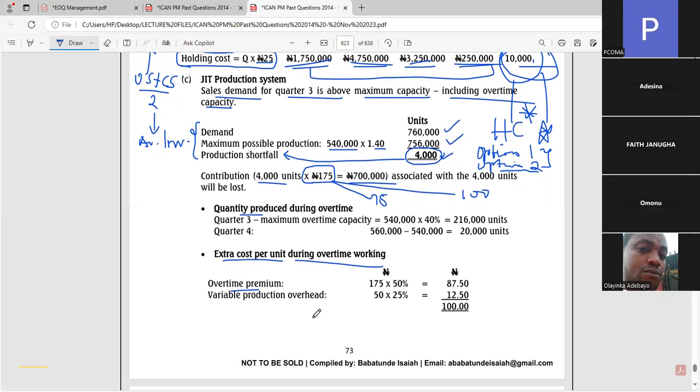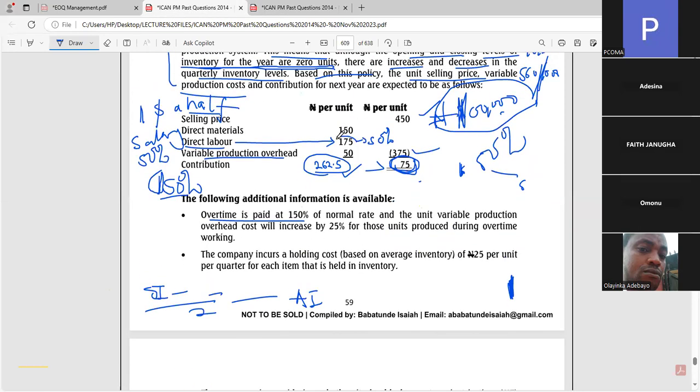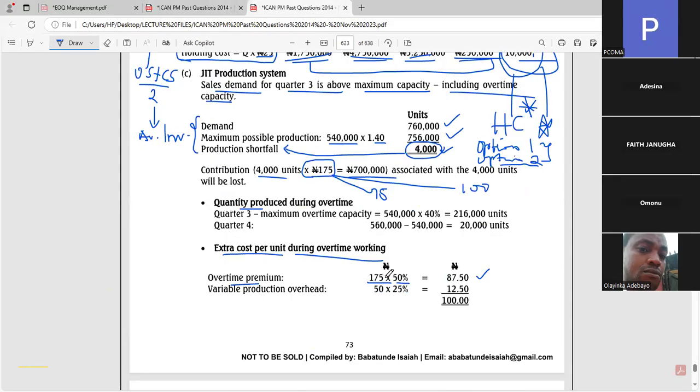So overtime, I'm going to spend money for what? 175. I'm going to spend extra 50% on that 175. That gives me what? 87.5. Does that make sense? Because what I was collecting before was 175. I've explained this one before. What I'm collecting before is 175 as a worker. So because you are working overtime, you no longer take 175, you will take 175 plus extra 50%. So that 50% is what we are capturing because we are paying that 50% because you are working overtime. That is why in my solution, I am saying 175 times 50%, not 175 times 150%, which is wrong. It is the extra that we are paying you by virtue of the overtime that we are calculating. So 175 times the extra 50%.